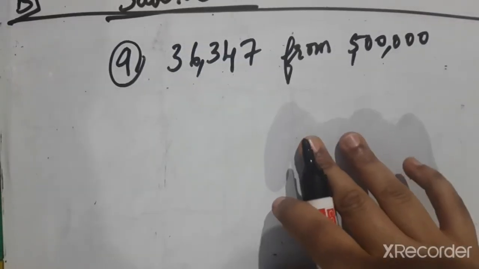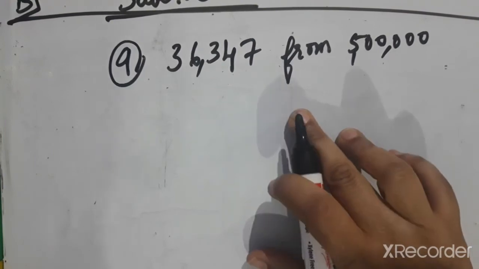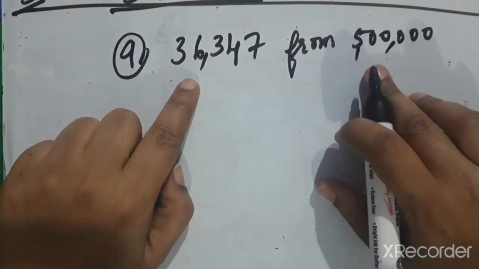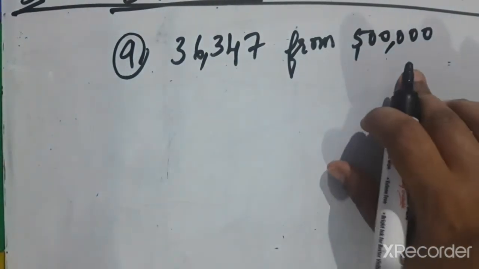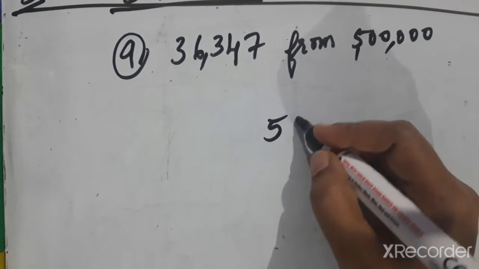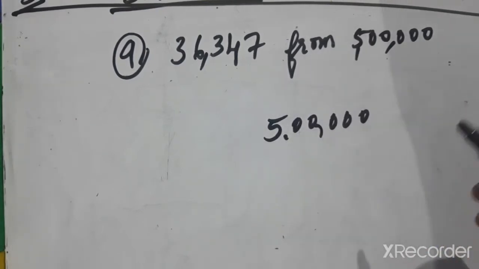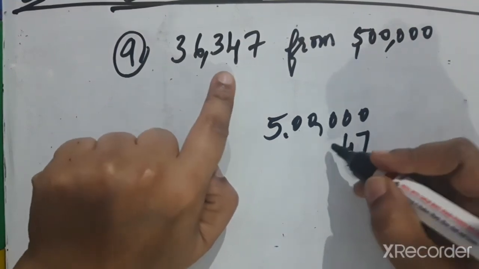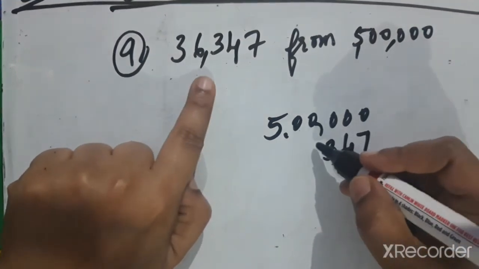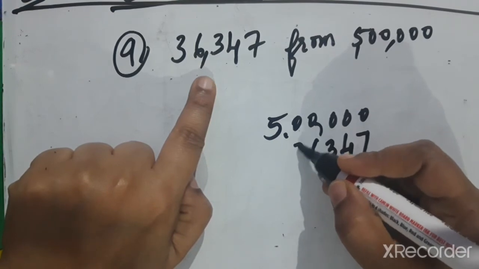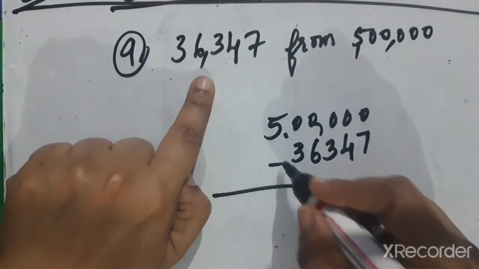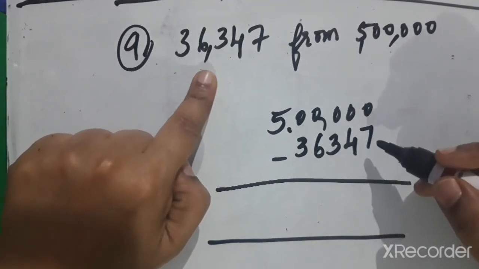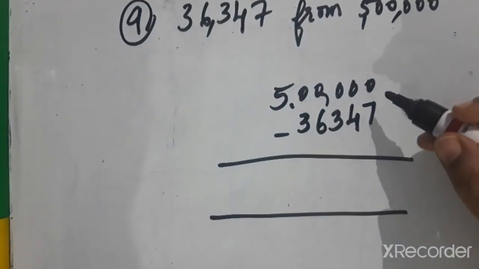Now 9th question, 36,347 from 5 lakhs. So is 36,000 greater or is 5 lakh greater? 5 lakhs. And the number given after "from" is what we have to write first. First 5 lakh. Then write the next number 7, 4, from the right side, 6, 3. Arranging numbers according to place value is very important. If it is not arranged properly, you get the wrong answer.